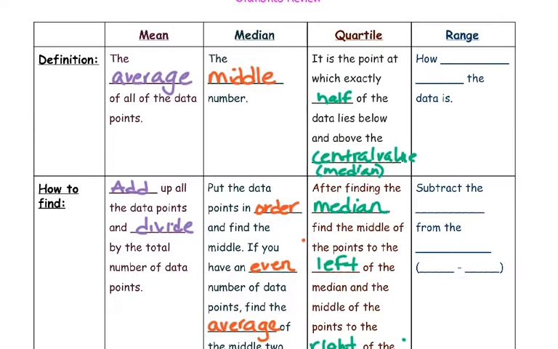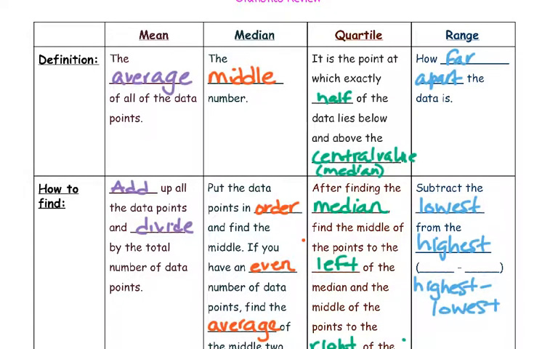One more definition, so go back up to range. So the range is how far apart the data is. We're going to subtract the lowest from the highest numbers. It's the highest minus the lowest. And that gives me the range, the difference from the highest number to the lowest number.